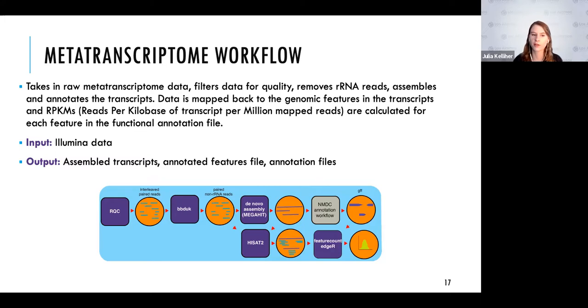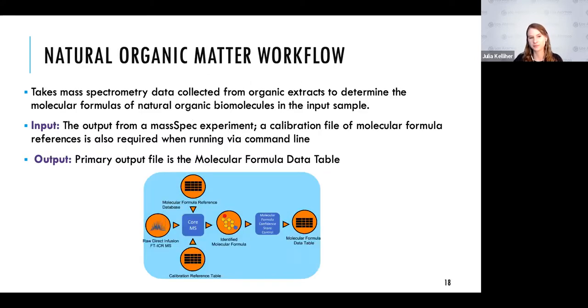So the metatranscriptome workflow takes in raw metatranscriptome data, filters the data for quality, removes your ribosomal RNA reads, and assembles and annotates the transcripts. The data is then mapped back to the genomic features in the transcripts, and the RPKMs, and I always forget what this stands for, the reads per kilobase of transcript per million mapped reads, I think, are calculated for each feature in the functional annotation file. And your input, again, is your Illumina data from your metatranscriptome sequencing project, and your output would then be your assembled transcripts, annotated features file, and annotation files.